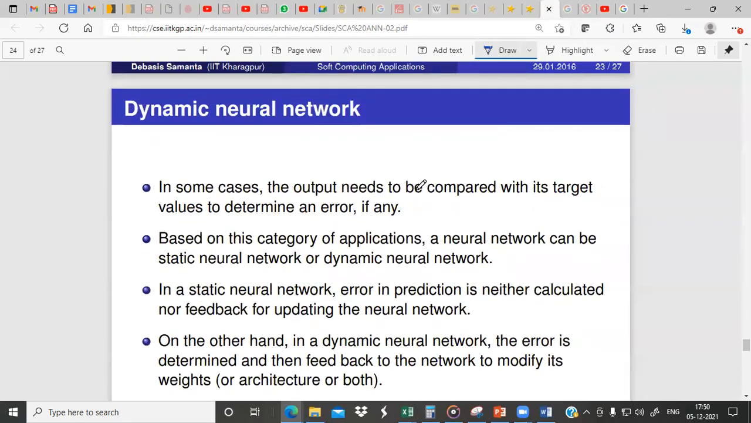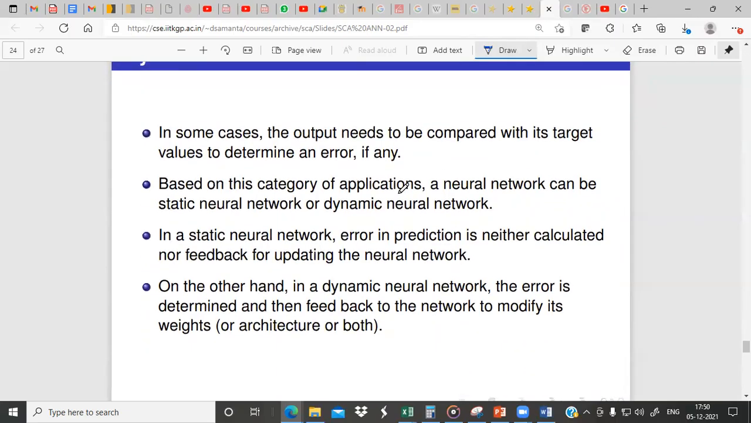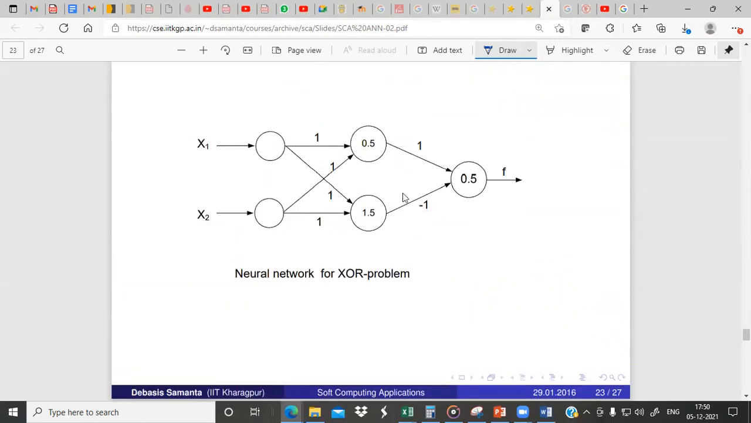Okay. So the next type of neural network is the dynamic neural network. In a dynamic neural network, basically we will be comparing the output. Whatever output we are getting is called the actual output. The output will be compared with the target, that is the expected output, and based on the error, the weights will be adjusted. Whatever we have discussed so far are static neural networks, because here we are fixing the weights. We are not learning the weights.